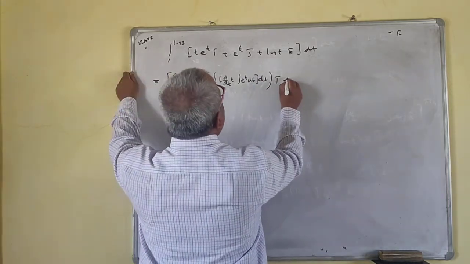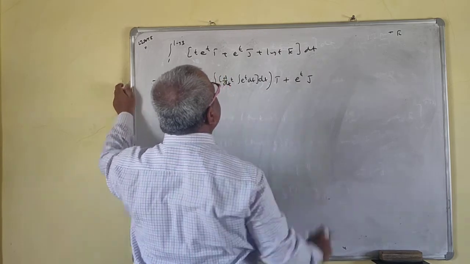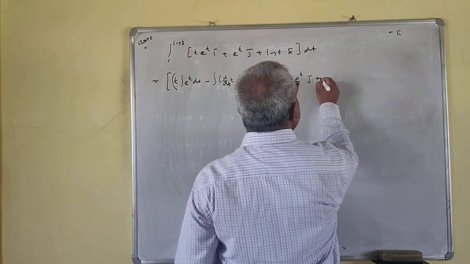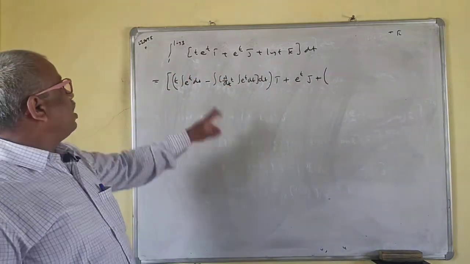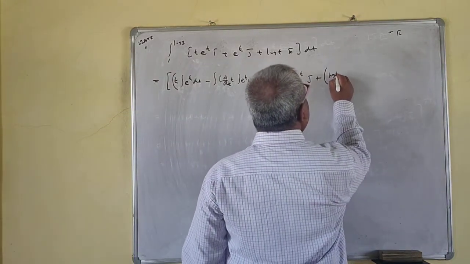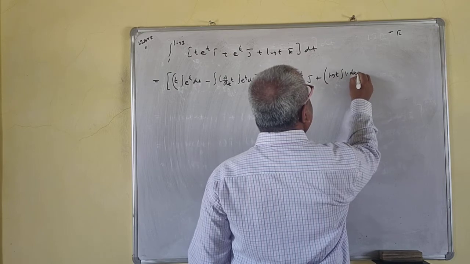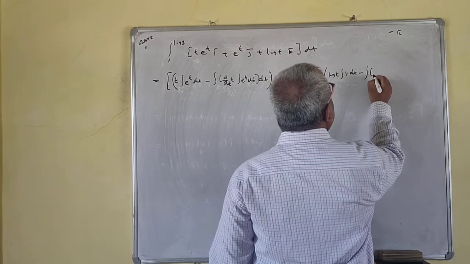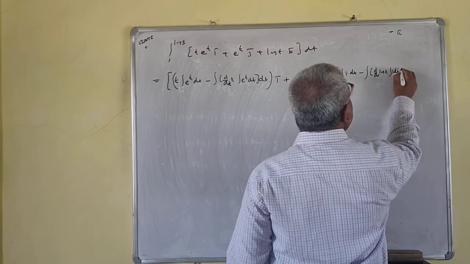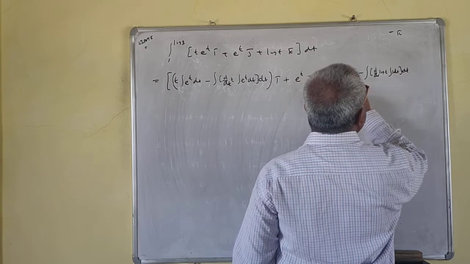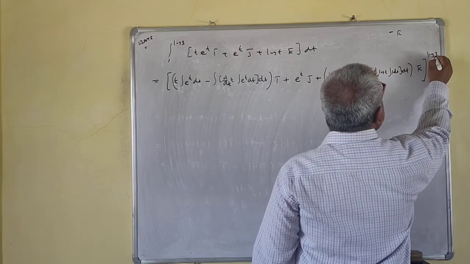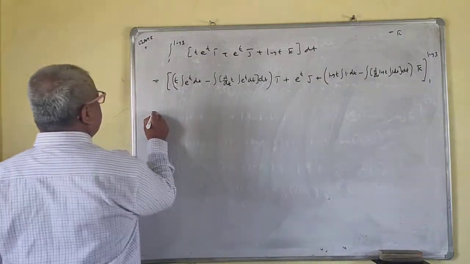I bar plus e raised to t j bar. Integration of e raised to t is e raised to t. Plus, again I will write in bracket, logarithm. L is for logarithm, so I will take log outside. So log of t times integration of 1 dt, minus integration of d by dt of log t times integration of 1 dt. Okay, so now this completes k bar, and the limits are 1 to log 3. Again we will simplify this.